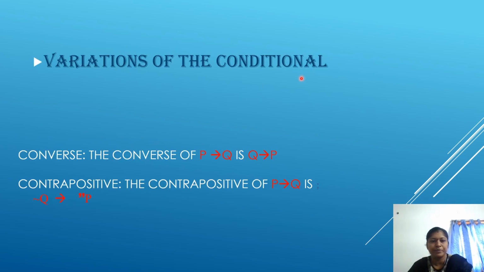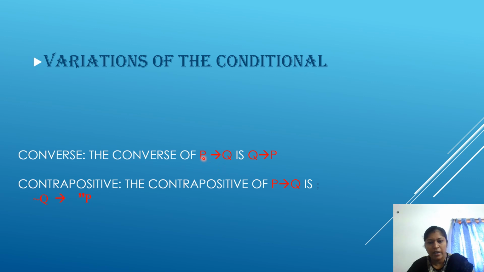Variations of the conditional. Here there are three variations, that is inverse, converse and contrapositive. Going to the converse, we are taking P implies Q, and the converse of P implies Q is taken as Q implies P. The contrapositive of P implies Q is negation Q implies negation P, that is the contrapositive statement here. For example, for the converse of P implies Q is Q implies P.